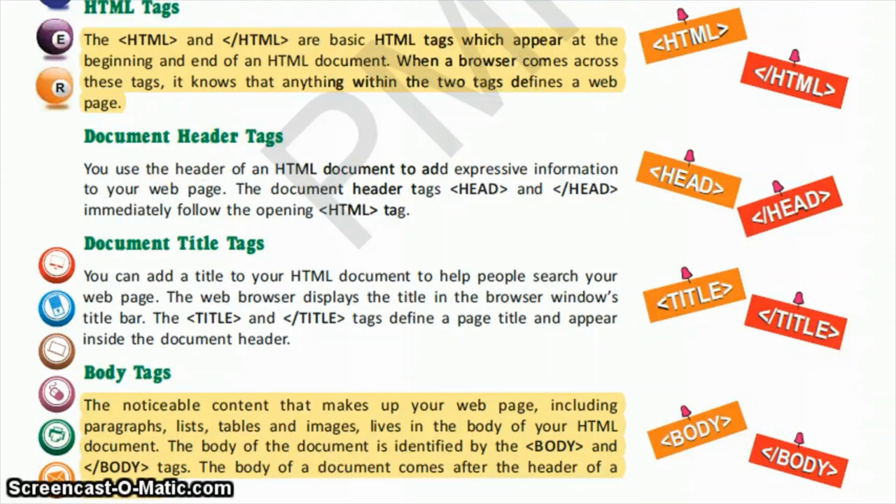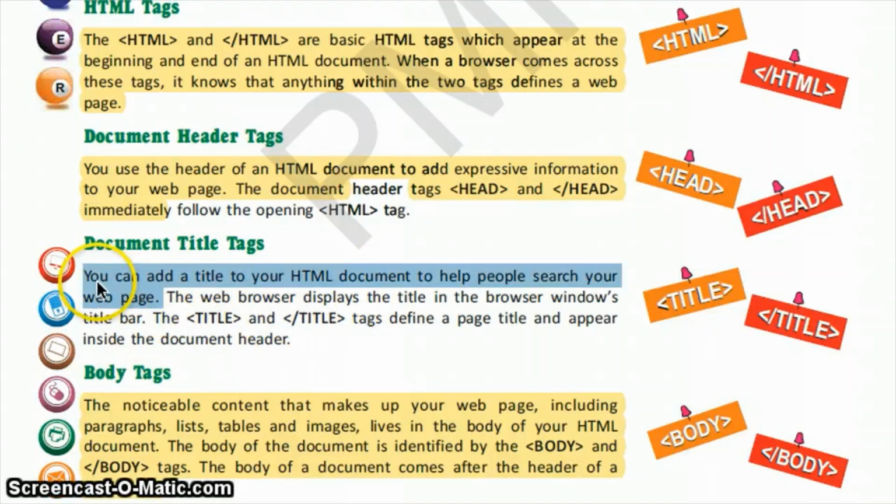We have already written about the HTML and body tag. So we will write about the header tag. The header tag of an HTML document is used to add expressive information about your web page. Then the title tag, it adds a title to your HTML document to help people search your web page. And then you can give the HTML tag.